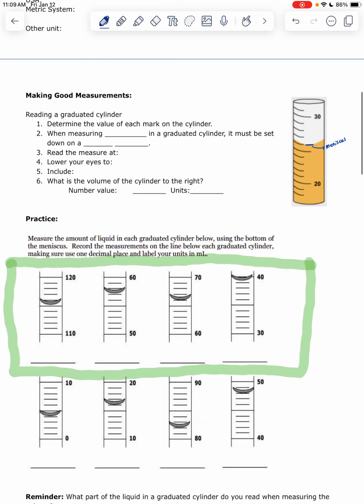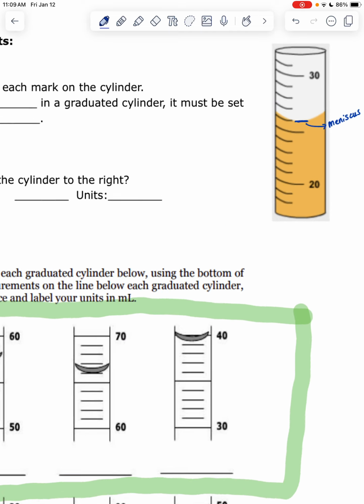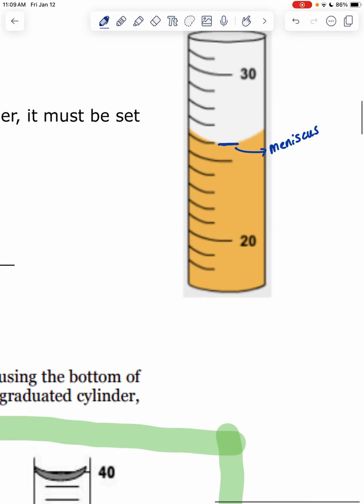Everything, like we said, determine the value of each mark on the graduated cylinder. In order to make an accurate measurement, you have to know what each one of these hash marks represents, right? So what increments does it go up by? How we figure that out is we look at the values that we do know and then figure out, based on how many hash marks there are in between, what must they represent to get from that whole number to the other whole number that we know.